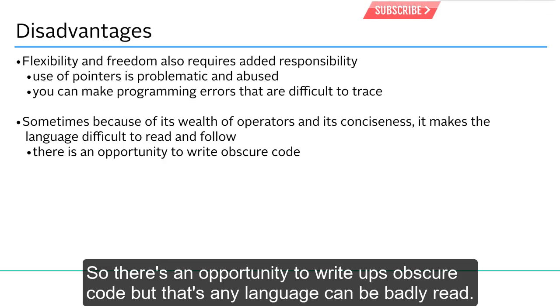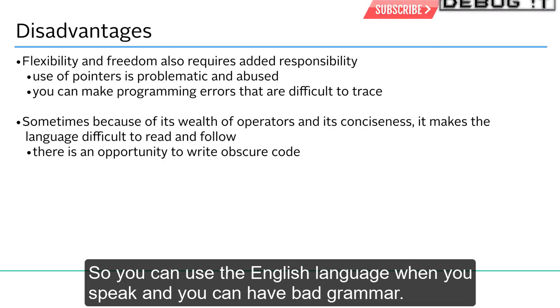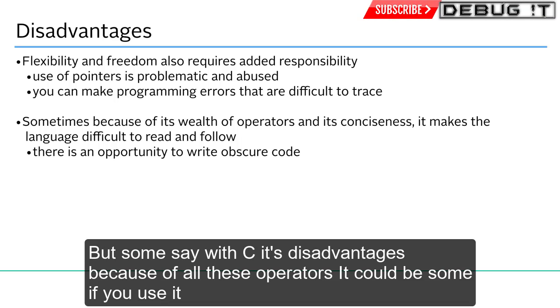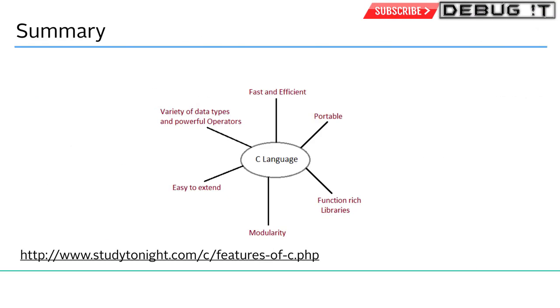So there's an opportunity to write obscure code, but any language can be badly written. You can use the English language when you speak and you can have bad grammar. It's no different when you use a programming language. But some say with C it's a disadvantage because of all these operators. It could be, if you use it incorrectly, it can be harder to follow the code.